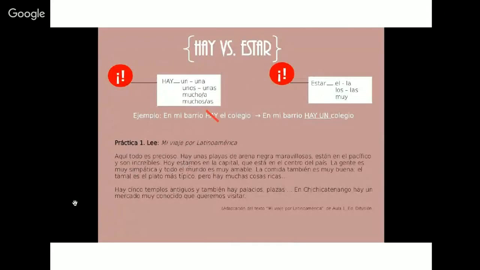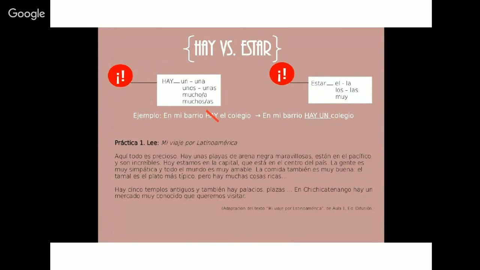El mercado está, no sé. Yeah, I'm trying to find it as well. It's a little difficult. Es difícil la respuesta. Yes, it's quite hidden. El mercado está en Chichicastenango. Muy bien, en Chichicastenango. Perfecto.